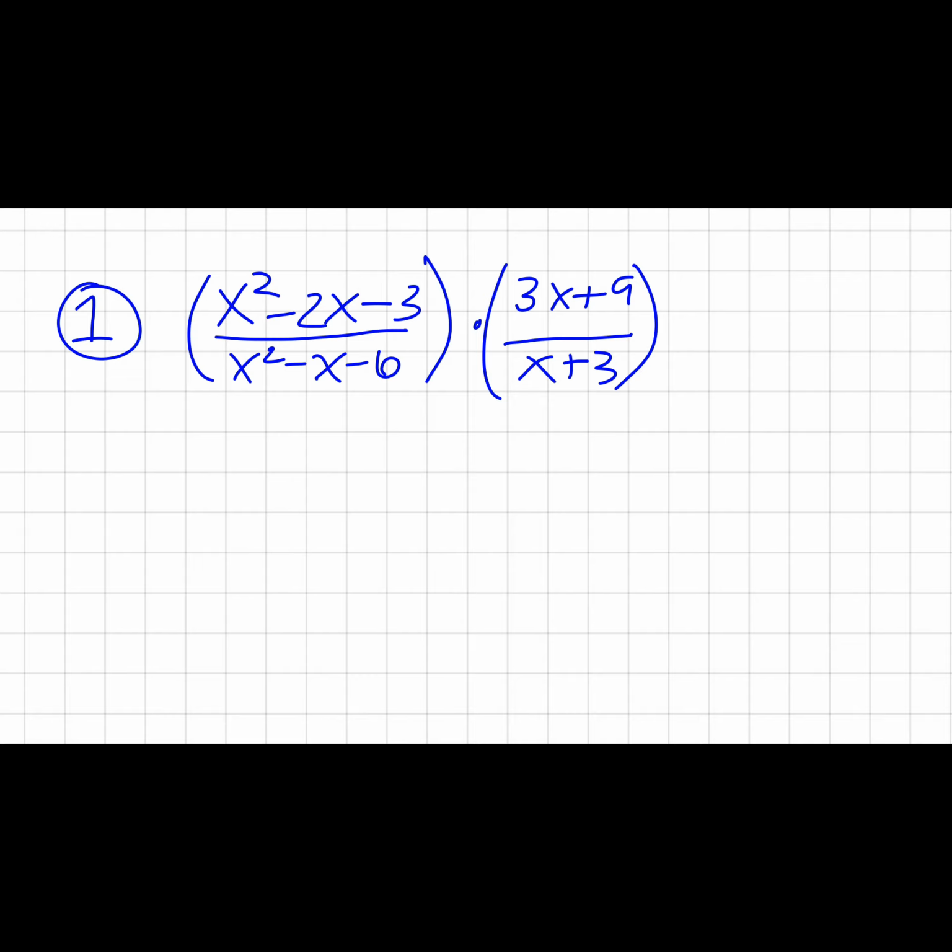Problem number 1 says, write an equivalent expression to this expression given that x does not equal 3, x does not equal negative 2, and x does not equal negative 3. When they're asking us to write an equivalent expression, they're actually just asking us to simplify this by doing whatever operation they want us to do, and put it in its simplest terms. So that means make sure there's nothing that can still be canceled out.